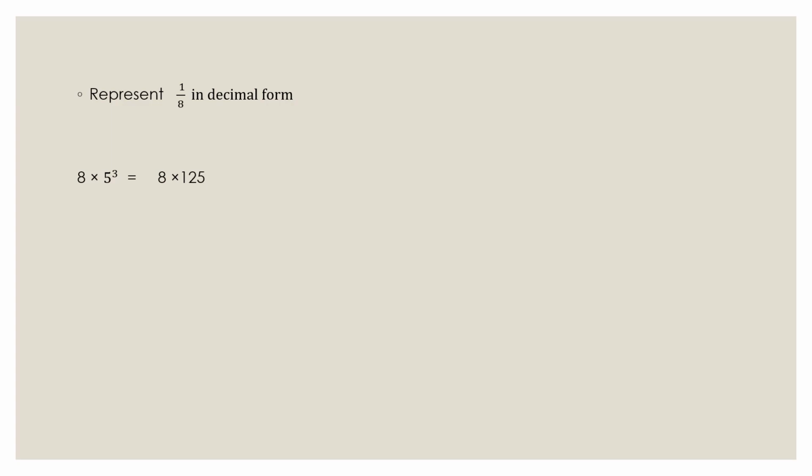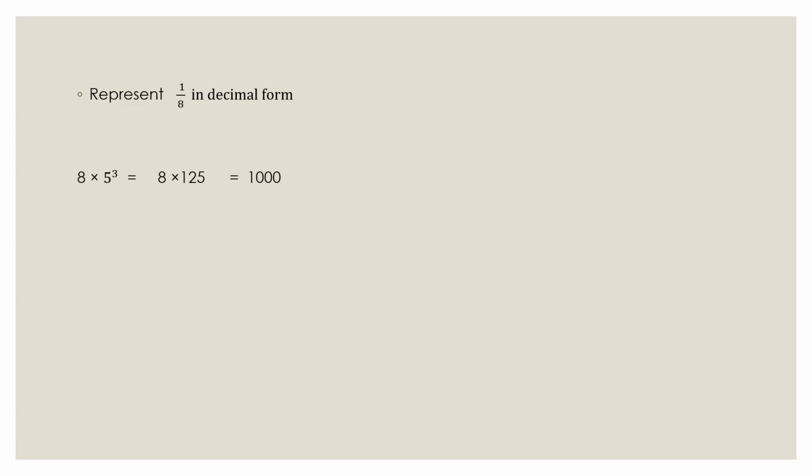It's 5 into 5 into 5. 5 into 5 is 25, and 25 into 5 is 125. And what is 8 into 125? It's 1000. Do the multiplication and verify it by yourself. So our important step is over, and we converted 8 into 1000 by multiplying with 5 raised to 3.